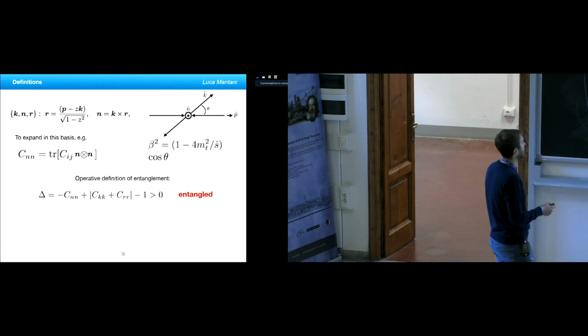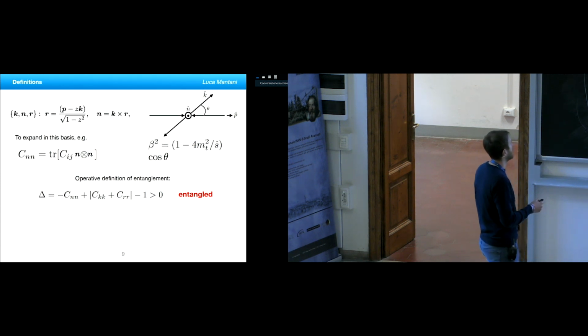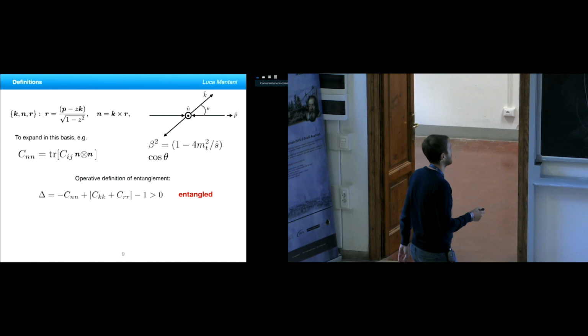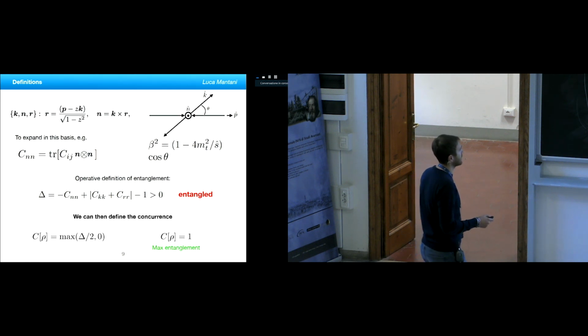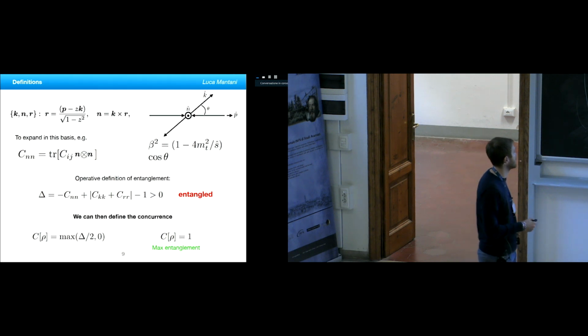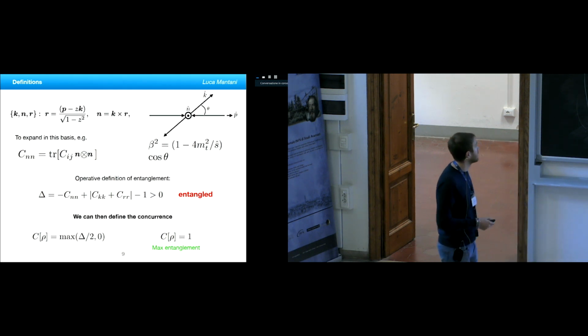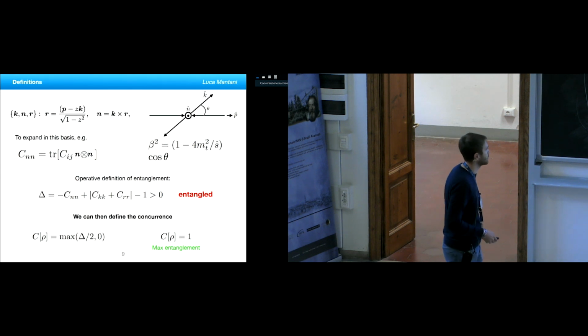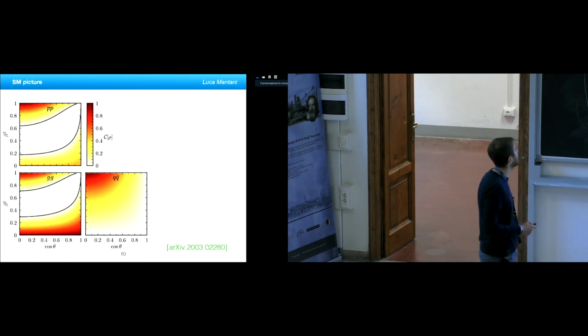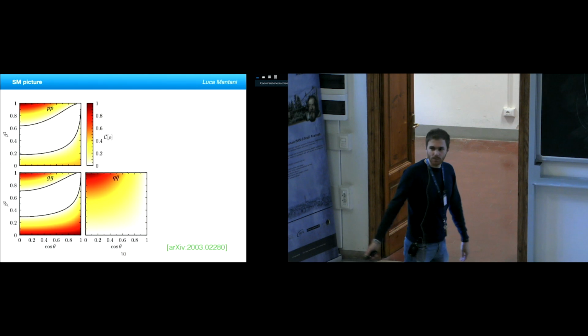We can define entanglement by means of this quantity here, delta, which is a marker that if it's bigger than 0, is telling us that the density matrix is describing an entangled quantum state. And then the concurrence is defined as the maximum of the delta and 0. And if it's equal to 1, we have maximal entanglement, okay? So what is the picture in the standard model?